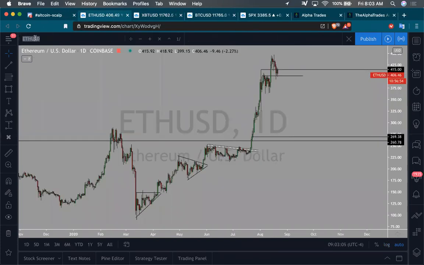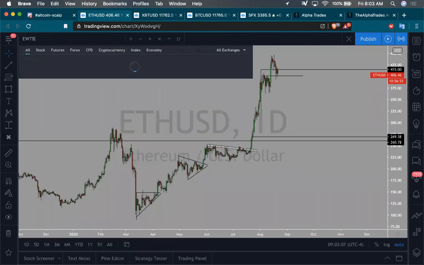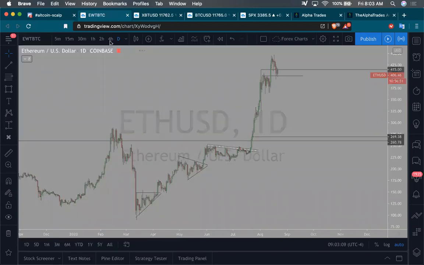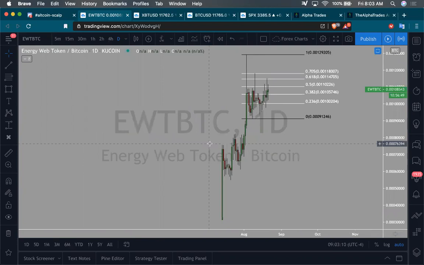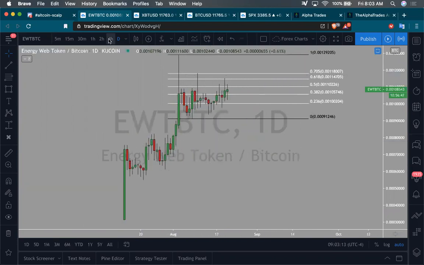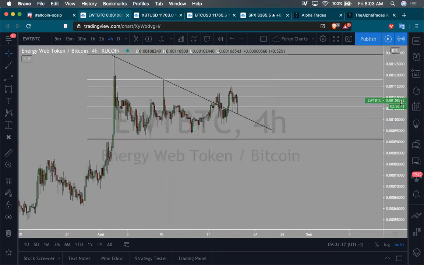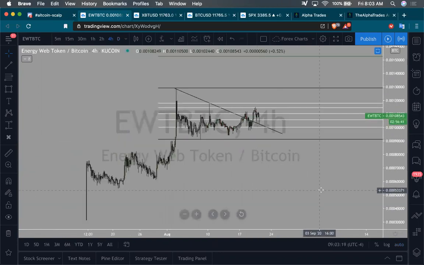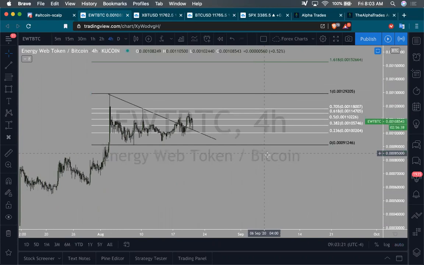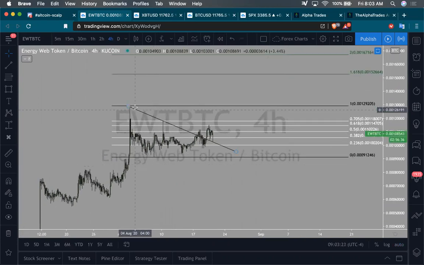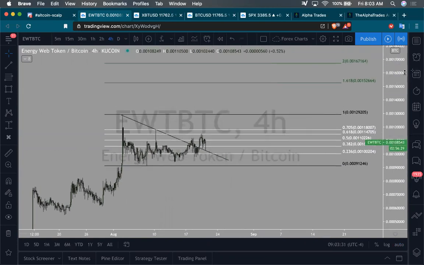Let me see. The other altcoin that I've been looking at that people have told me about is Energy Web Token. This one's on a few exchanges, so it's kind of like an obscure altcoin, but make sure you keep an eye on it, okay? It's broken out of this descending trend line. It's retested the descending trend line. If it starts moving up, it should start to explode too.